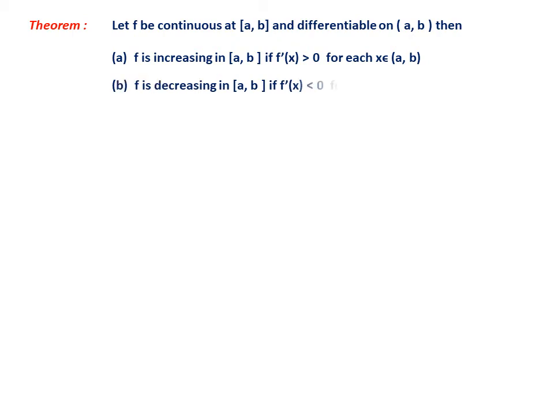So this is one thing. Second, f is decreasing in the closed interval AB if f dash x is negative for each x belonging to AB in the entire interval. And there is one more condition: f is constant in the interval AB if f dash x is 0 for each x belonging to AB. These are the three important conditions, and this theorem will help us to decide whether the given function is increasing or decreasing without even drawing the graph.